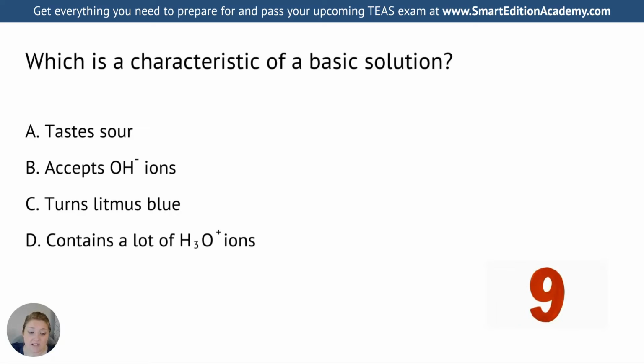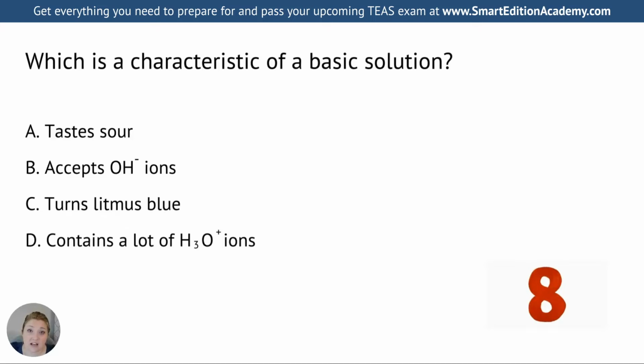Now, accepts OH ions. Bases do have to do with OH ions, but not accepting them, they release them. So bases like NaOH are going to release that OH into the water and create a higher concentration of OH, which is also called hydroxide in the water. So we can go ahead and take off B. The last one I want to go ahead and do process of elimination to take off is D.